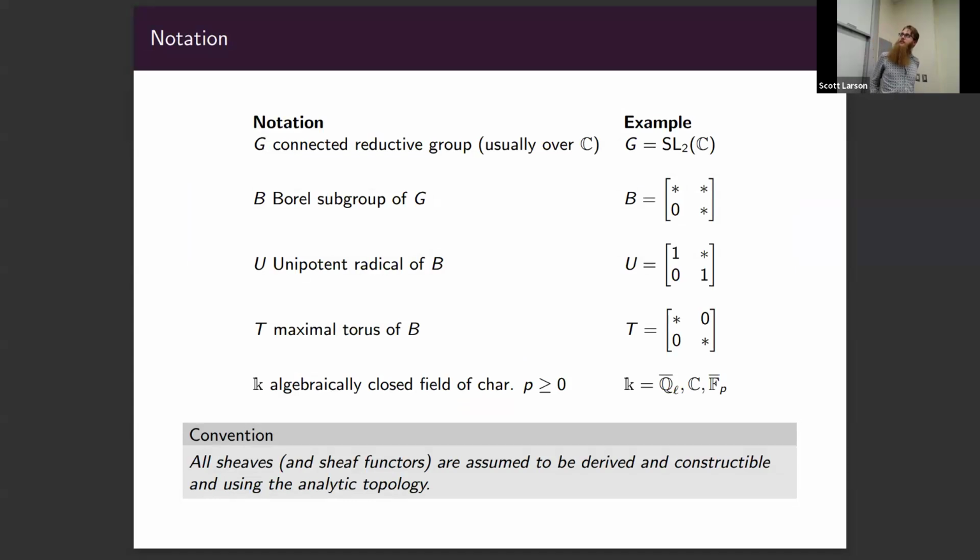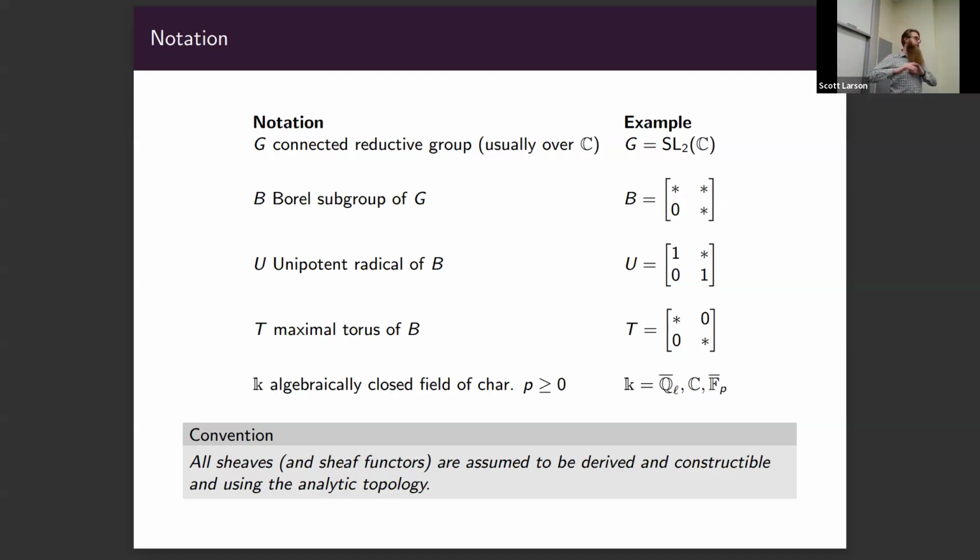So first, just some notation that will be used. Throughout, G is going to be a connected reductive group. I usually will have everything be over the complex numbers just to simplify a lot. And you'll have your usual suite of subgroups contained in that: a Borel, unipotent, a torus, all that. And probably most importantly, I'm going to be working with algebraically closed fields of positive characteristic, although I guess characteristic 0 is okay too. So some examples to keep in mind are Q_l bar, the complex numbers, and probably the most important one, F_p bar.